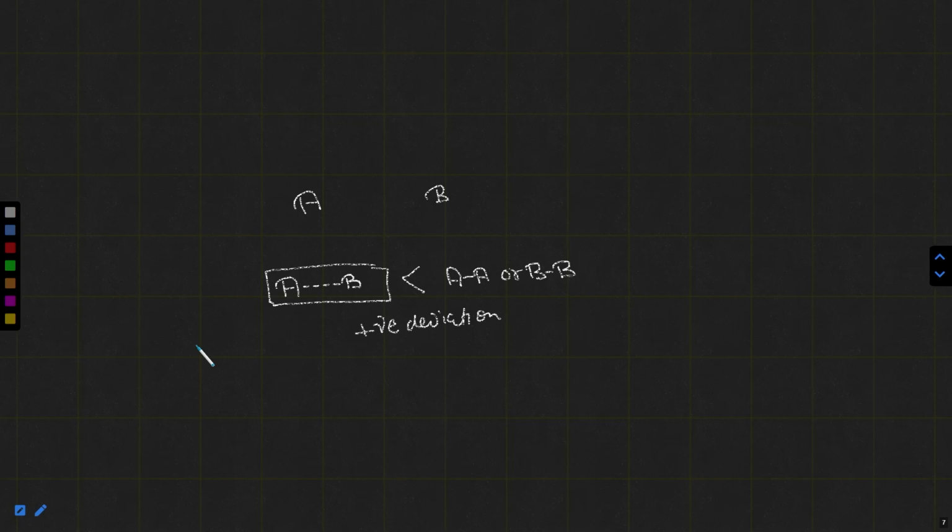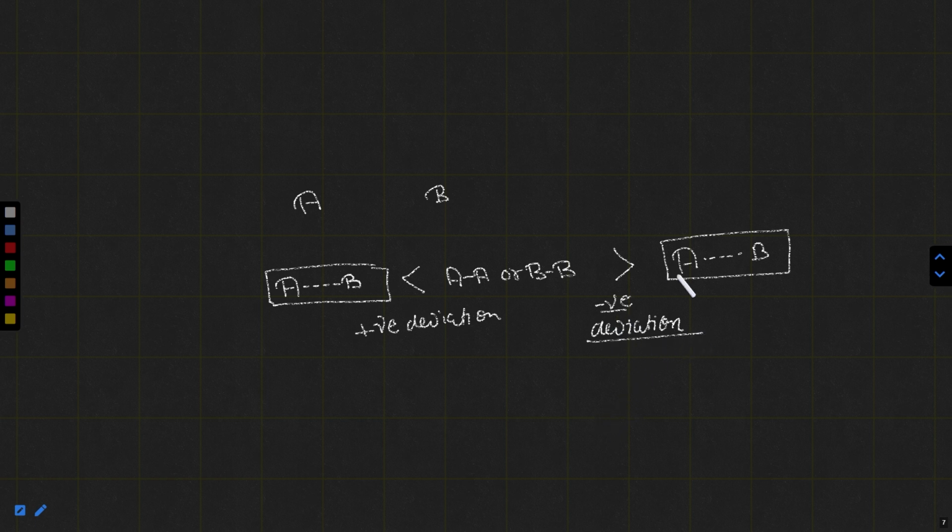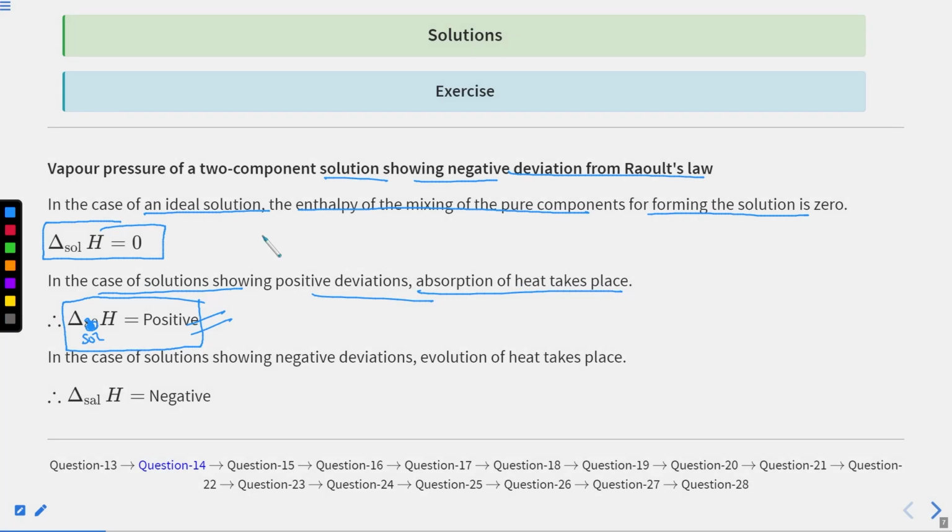Now if I talk about the negative deviation, it occurs because the AA or BB interaction is less than the AB interaction. This will be the case of negative deviation, meaning the AB interaction is greater. Since attraction is greater, that means more stability. More stability means release of heat. So release of heat means delta H negative.